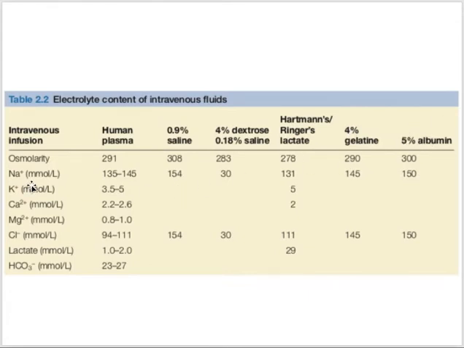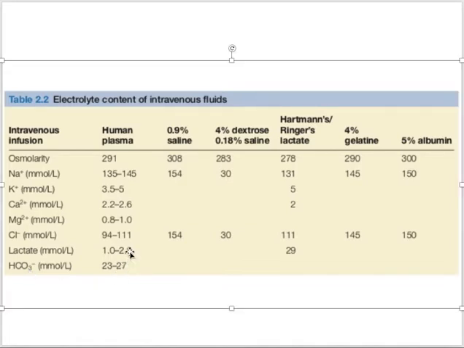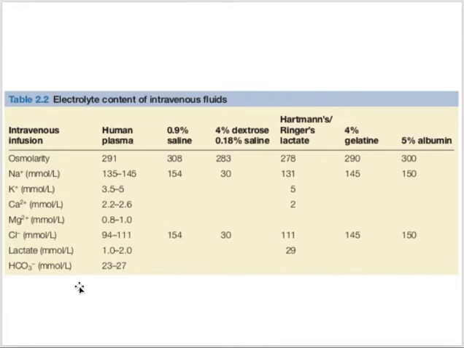And if you can see over here, this is the normal composition of the human plasma: sodium, potassium, calcium, magnesium, chloride, lactate, and bicarbonate. And of course, next week when we discuss these things in detail, you will understand what is present in normal human plasma, what is the content in normal saline, what are the contents in Hartmann's or Ringer lactate, in gelatin, in albumin.